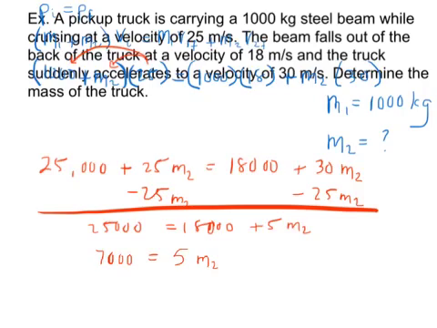Again, subtract 18,000 on both sides. As Paul said, divide by 5. Dividing by 5 here, what did you say we're going to get, Paul? You get 1,400.